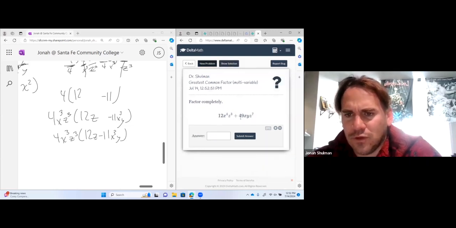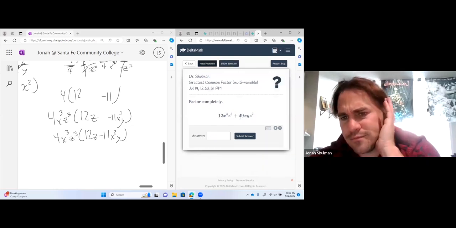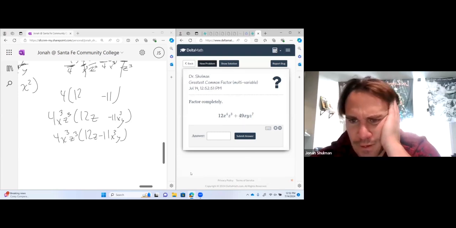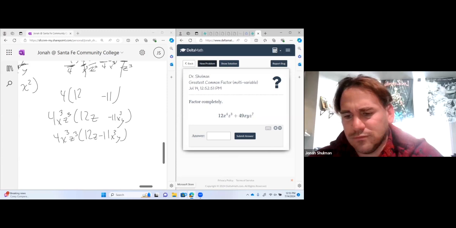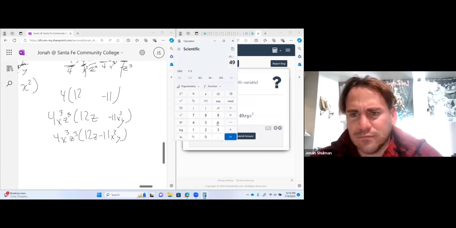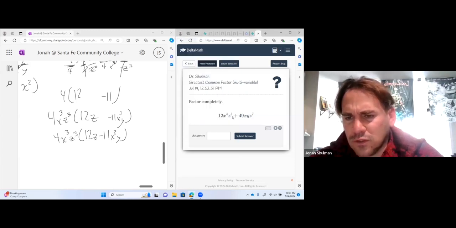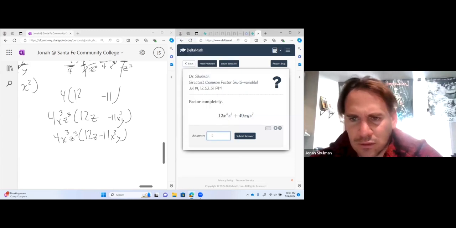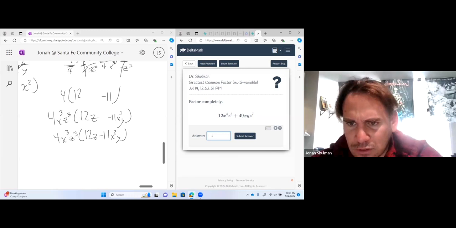All right, 12 and 49. Is 49 divisible by 3? I think so. Pretty sure 3 is the big one. No, it's not. So the numbers don't get out. We just take out the letter. So it's just the letters. So this is x. Can I do this just in my head?